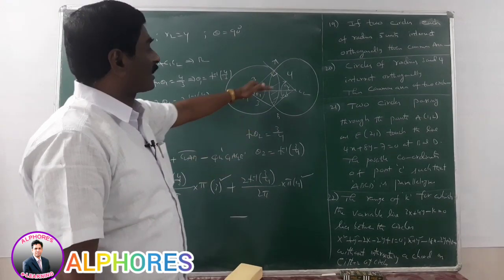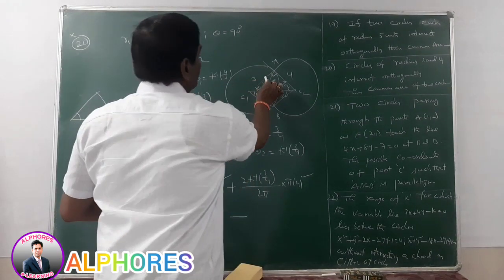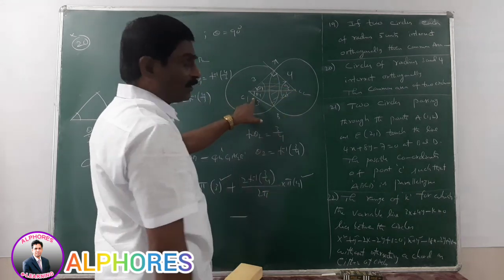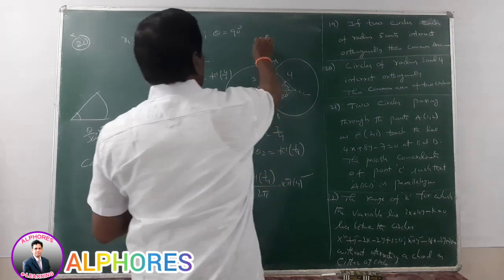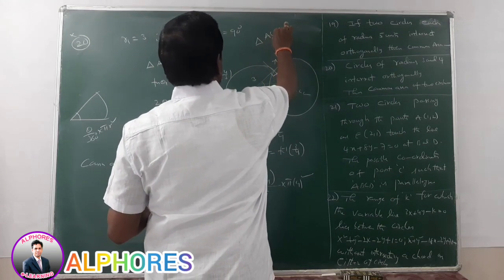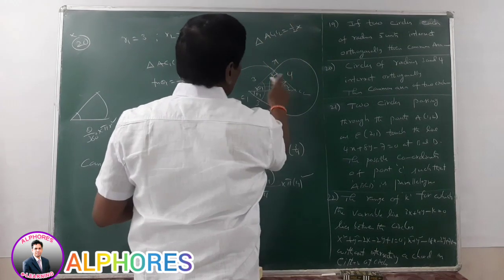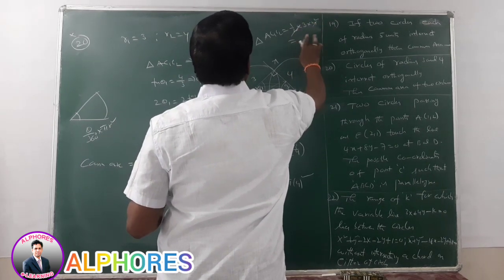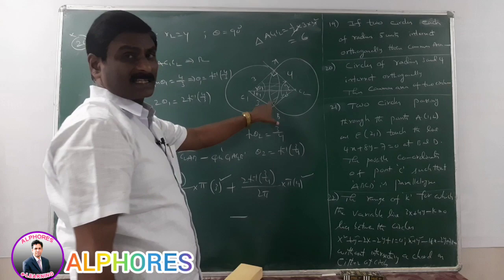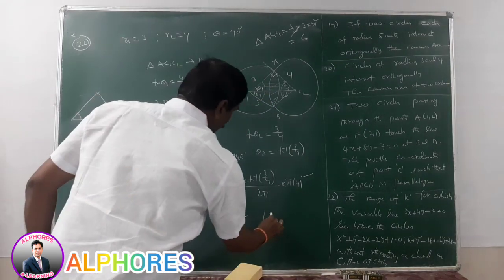Please observe this point. The quadrilateral area is the area of triangle AC1C2 plus BC1C2. It is a right angle triangle. Area of triangle AC1C2 is equal to half into base into height. Base 3, height 4, half into 3 into 4, 2 times cancel, that is equal to 6. This area is 6, this area is 6. 6 plus 6 means 12.